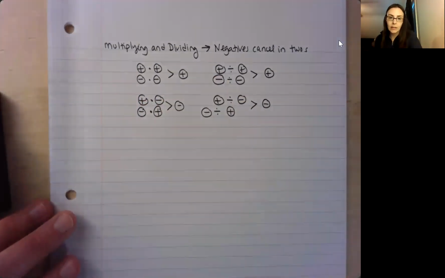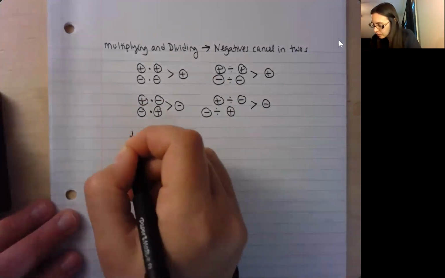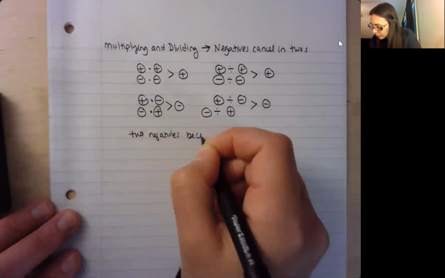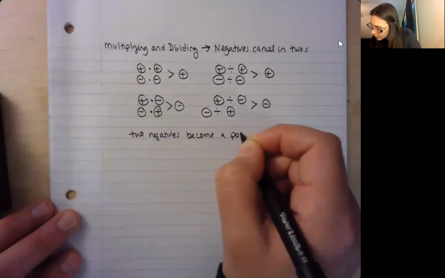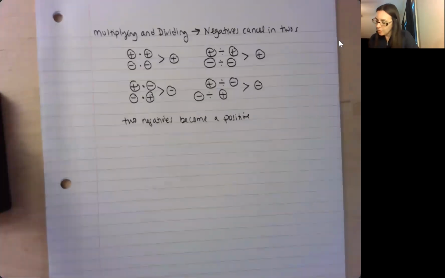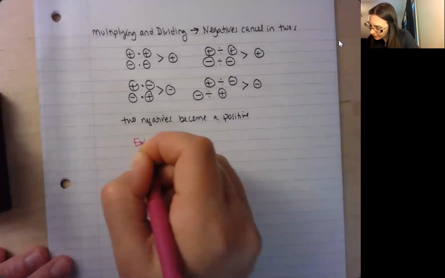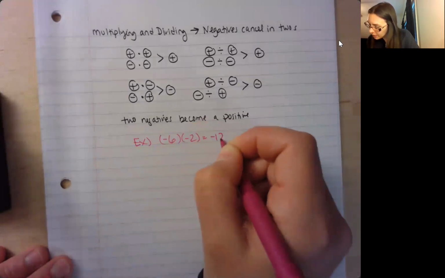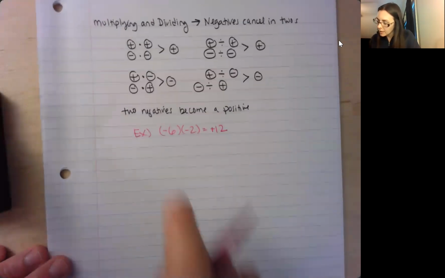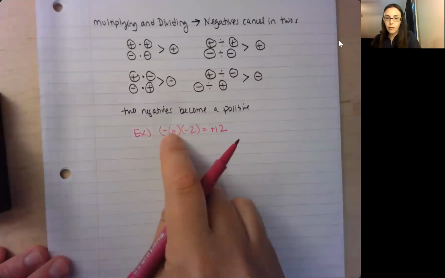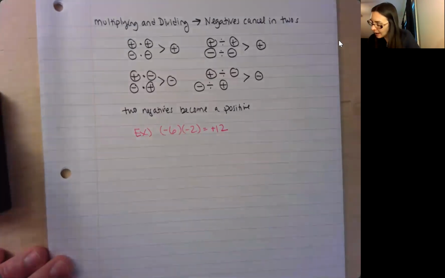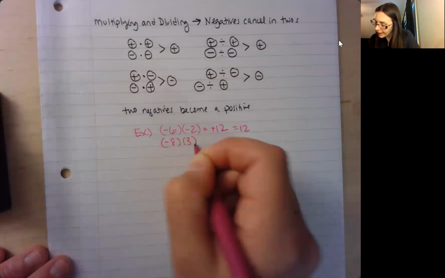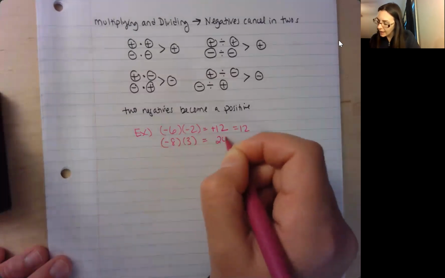If you have two negatives, they cancel out. So for example, if I have negative six times negative two, I would end up with positive 12. Two negatives cancel out, I get a positive, and six times two is 12. If I had something like negative eight times positive three, well, eight times three is 24. I only have one negative, so it stays.